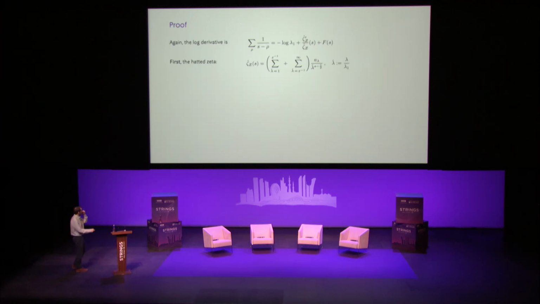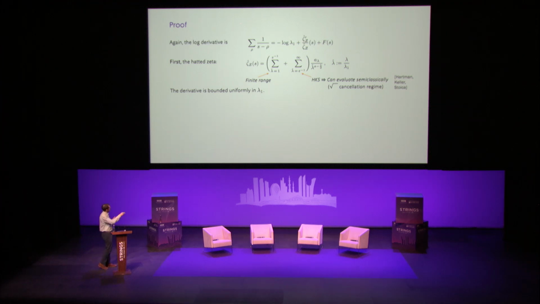Okay. So the log derivative is here. Now the hatted zeta function takes this form, where I just write it as a sum of two types of terms. And we can show that the derivative in the numerator is bounded uniformly in lambda 1.